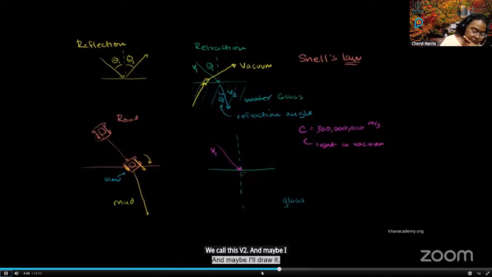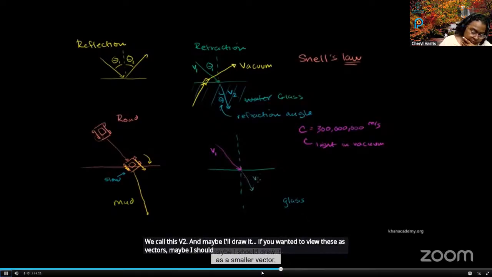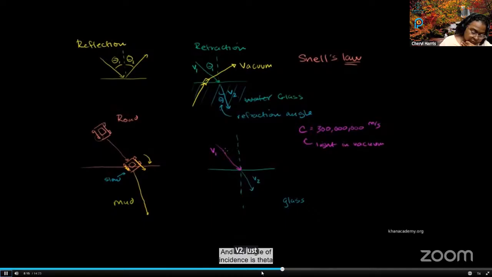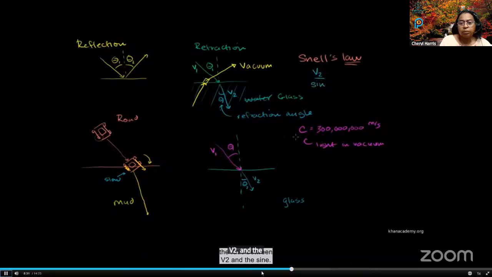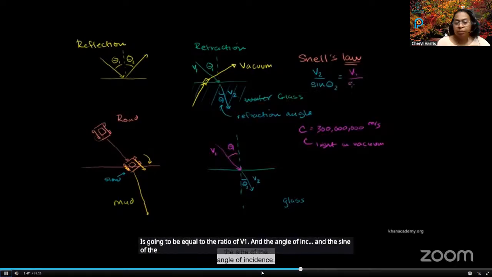And maybe I'll draw it. If you wanted to view these as vectors, maybe I should draw it as a smaller vector. v2, just like that. And the angle of incidence is theta 1, and the angle of refraction is theta 2. And Snell's law just tells us that the ratio between v2 and the sine of the angle of refraction is going to be equal to the ratio of v1 and the sine of the angle of incidence.